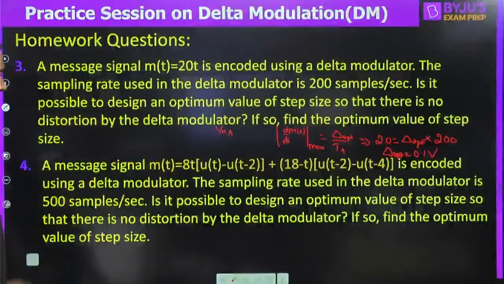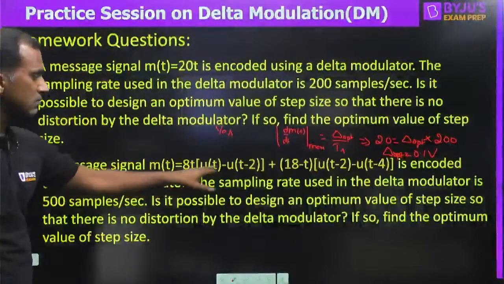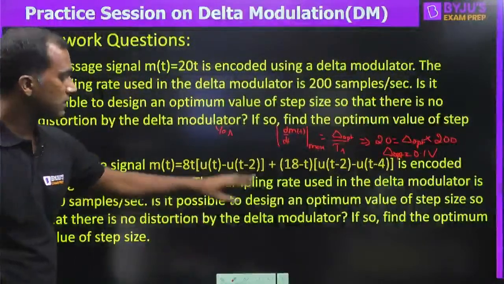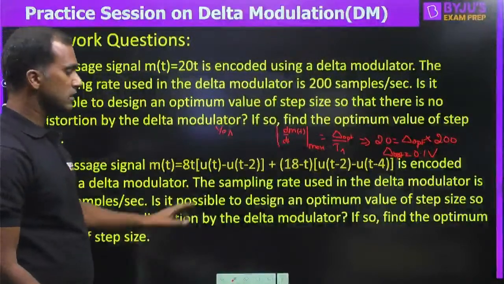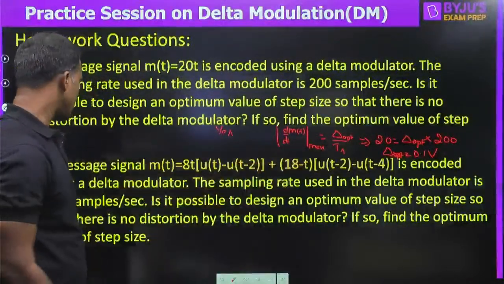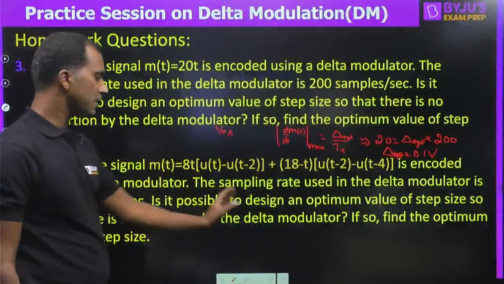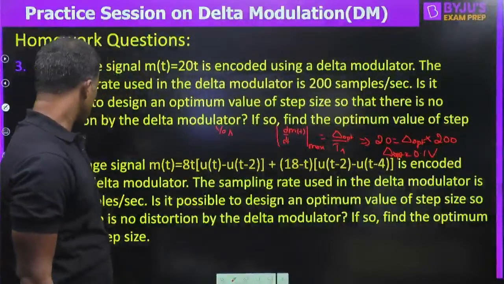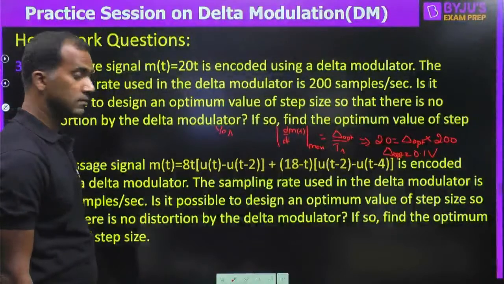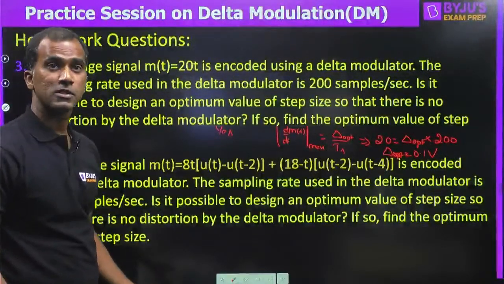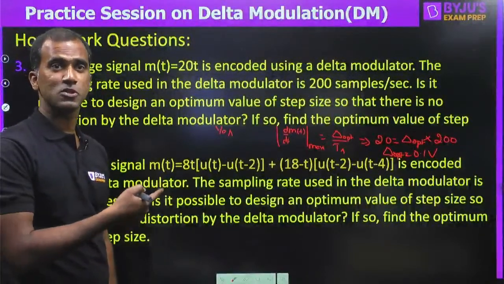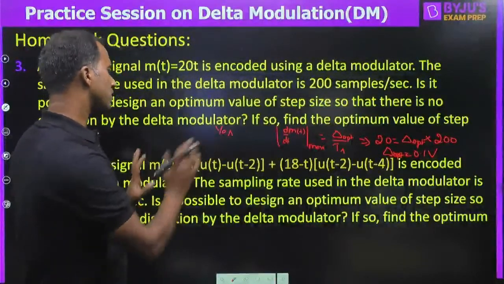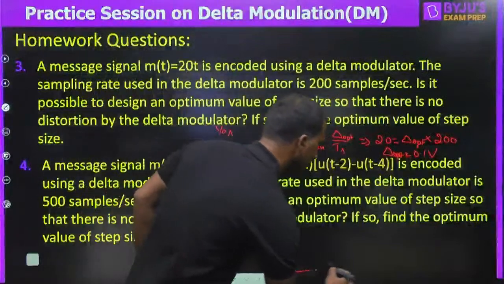Coming to the next one, a message signal m of t equal to 80 into this one and this one is encoded using a delta modulator. Same funda, similar question. The sampling rate used in the delta modulator is 500 samples per second. Is it possible to design an optimum value of step size so that there is no distortion? It is possible only if the magnitude of slope is constant. Let us see if the magnitude of slope is constant or not. Just by looking at it we can say, but let me plot it and show you.